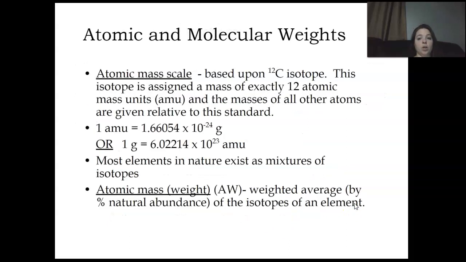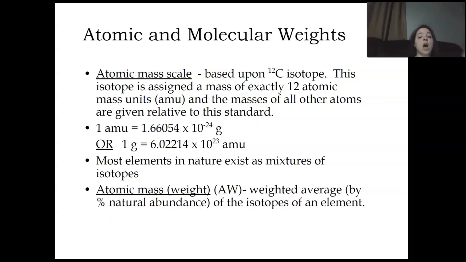Okay, so now we have atomic and molecular weights. So atomic mass scale. This is all based upon the carbon-12 isotope. Remember, isotopes are just a different amount of neutrons in an atom or in an element. Carbon, there's carbon-12, carbon-13, carbon-14, but the most common that we find is carbon-12.